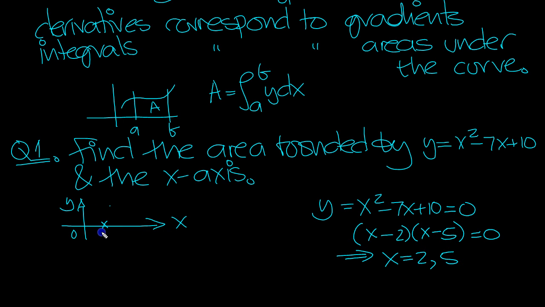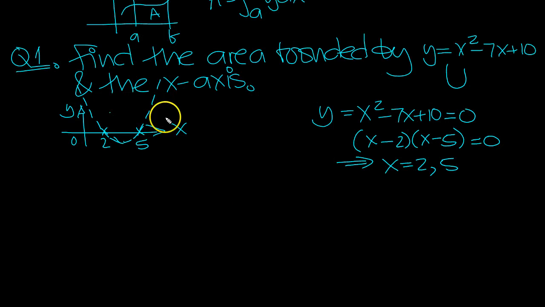So if we mark off those points, 2 and 5, we know it's a U-shaped curve because this is a positive x squared. When x is 0, y is 10, so it's going to come down from 10, come down here. I'm doing a dashed line because it's a digital pen. It's going to turn and go back up like so. So the area bounded by the curve and the x-axis corresponds to this area here, doesn't it? I'll just put an arrow in it. There's the area in question.